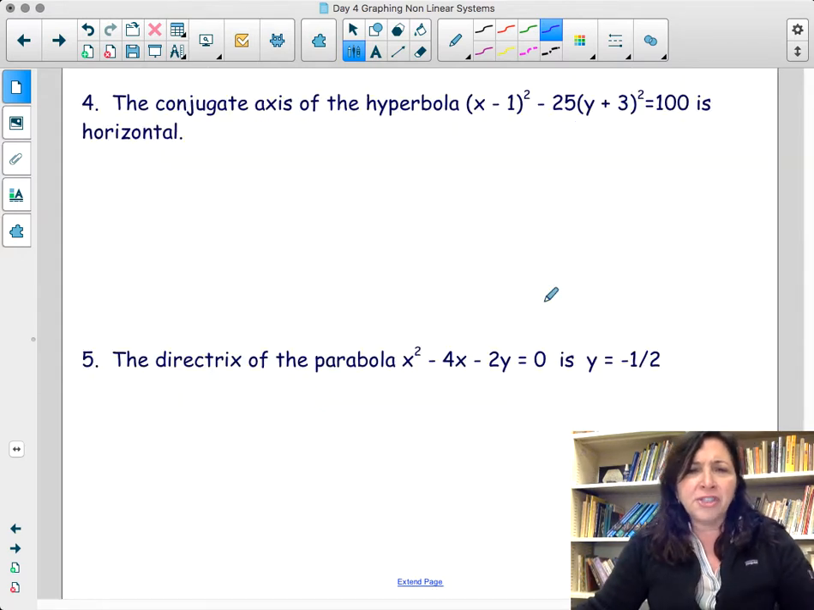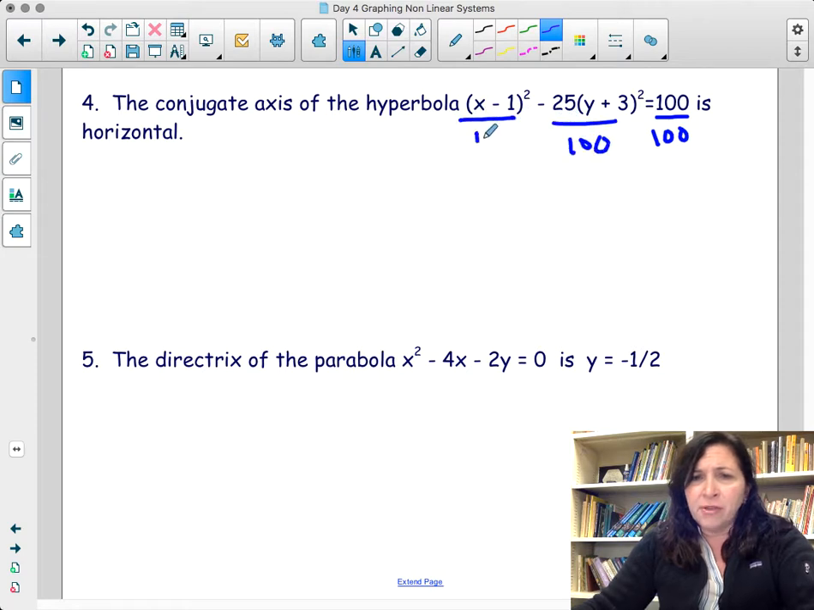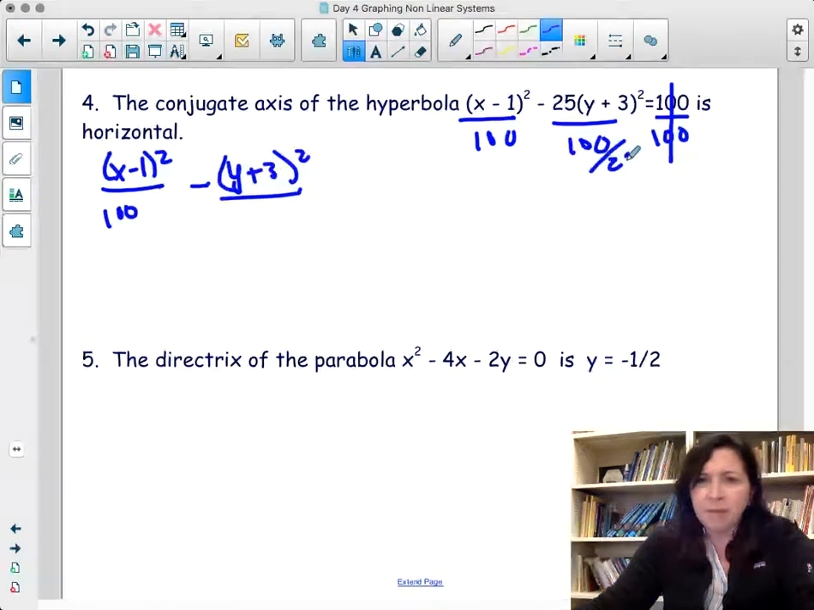All right. The conjugate axis of a hyperbola is horizontal. Keep in mind, the conjugate axis is the axis that really just connects endpoints. It doesn't connect the vertices. The axis that connects the vertices is the transverse axis. So let's graph this. This is a hyperbola. Again, let's get rid of the 100, so we're going to divide by 100. For this to be in standard form, this value right here needs to be 1. So we have (x - 1) squared over 100 minus (y + 3) squared over, and this is going to be 100 divided by 25, so that's 4, is equal to 1.